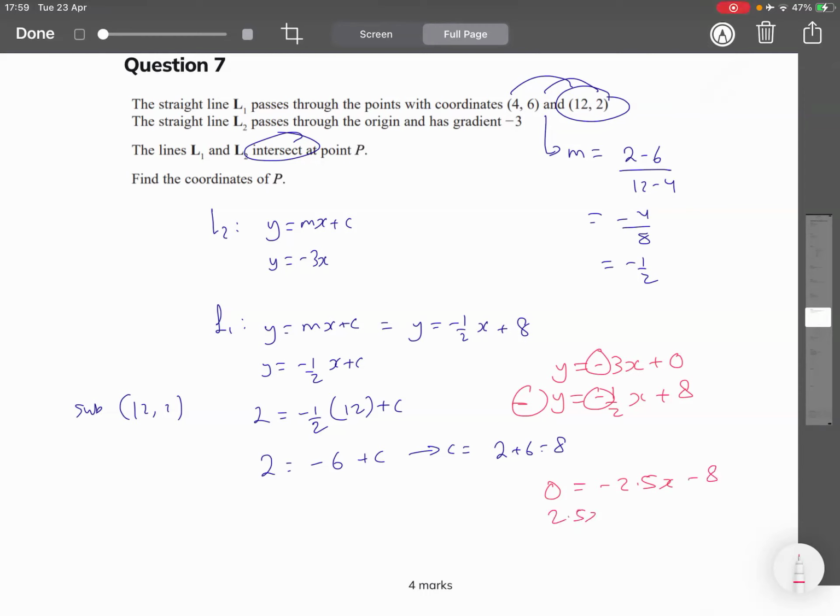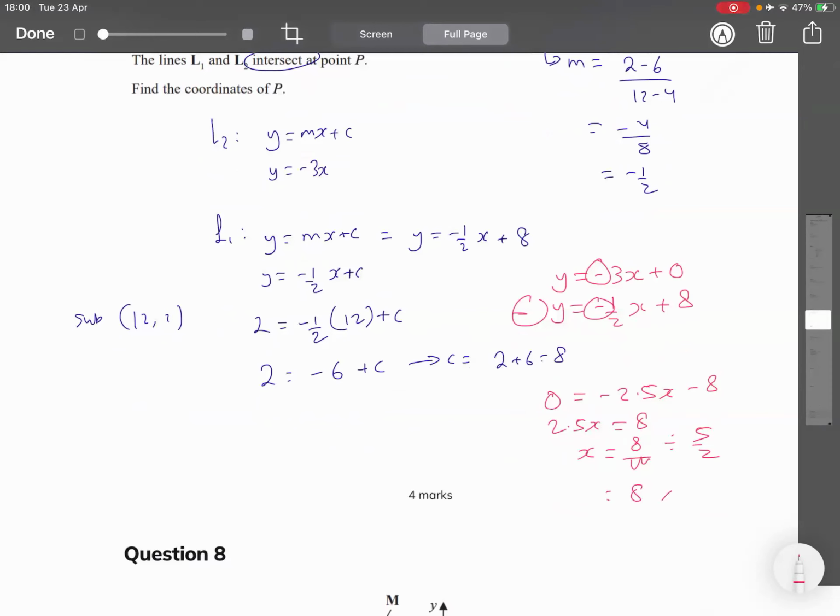So 2.5x equals 8. So x equals 8 divided by 5 over 2, which is the same as 8 times 2 over 5. I'm rushing there, but that's keep, change, flip. Yeah. And ideally, you should just use fractions rather than decimal fractions, which I did.